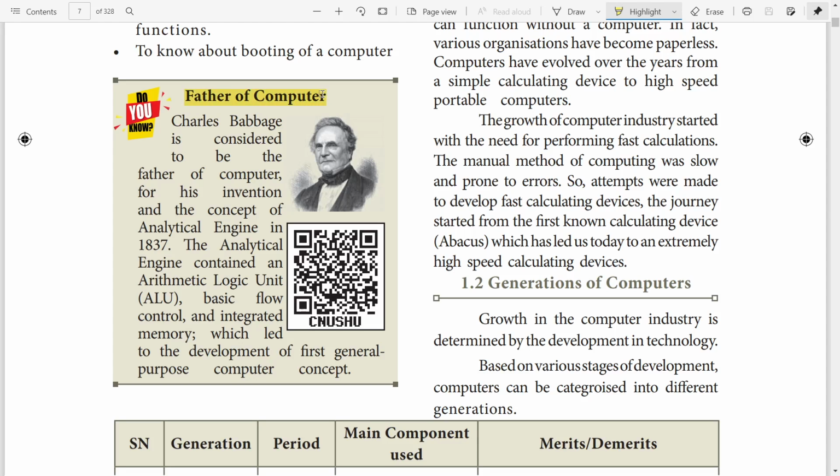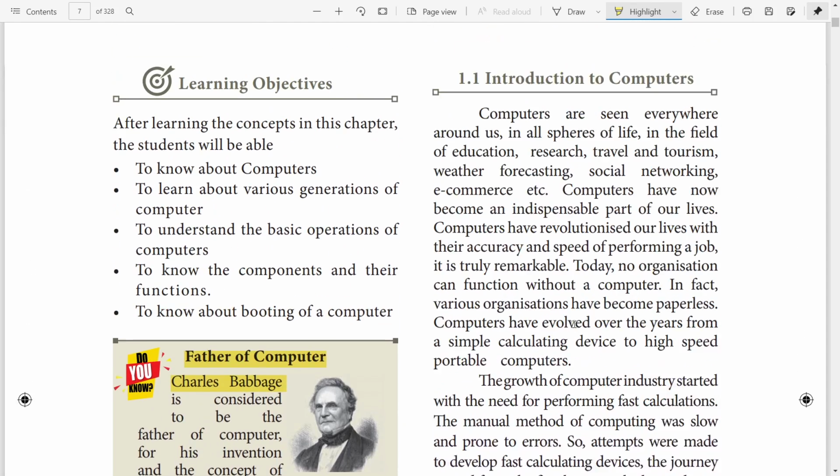Who invented computer? The name of the inventor is Charles Babbage. He is considered to be the father of computer for his invention and the concept of analytical engine in the year 1837. The analytical engine contained an arithmetic logic unit, basic flow control, and integrated memory, which led to the development of first general purpose computer concept.